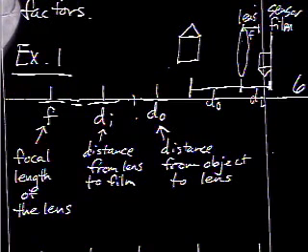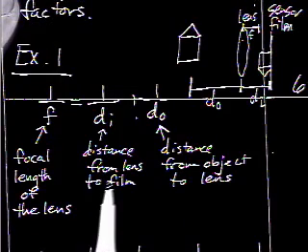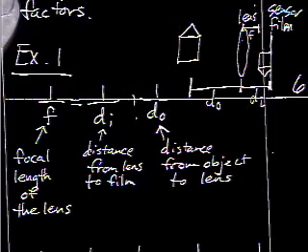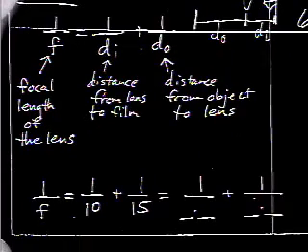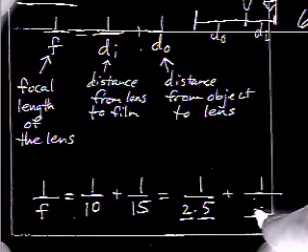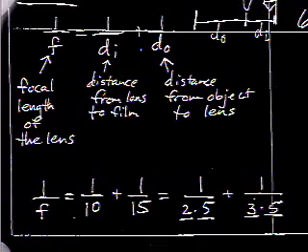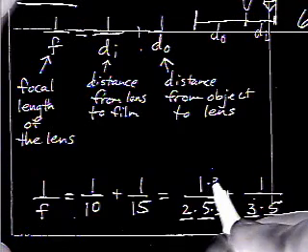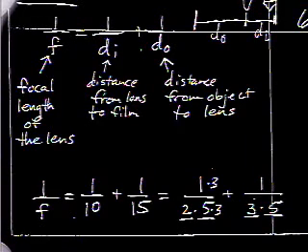So let's see here. We have a distance from the lens to the film of 10, and a distance from the object to the lens of 15. Okay, so I substitute those values in. And I'm going to break this down into its prime factors. 10 is 2 times 5, and 15 is 3 times 5. Now I ask myself, what is this denominator missing that the other one has? Looks like it's missing a 3. So I'm going to multiply the top and bottom by 3.